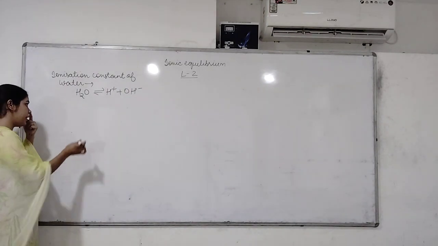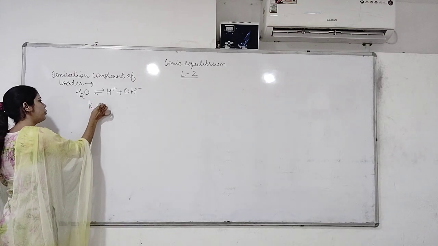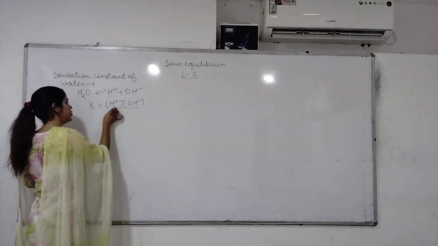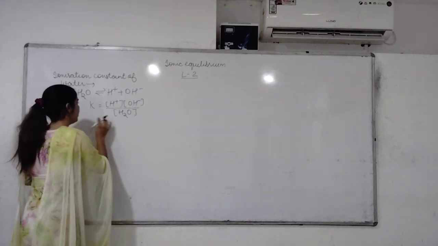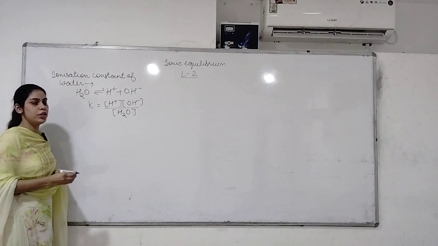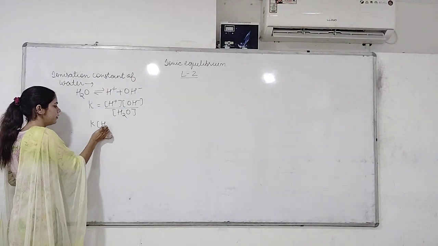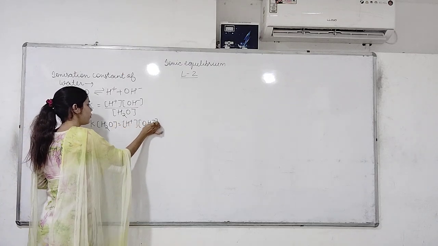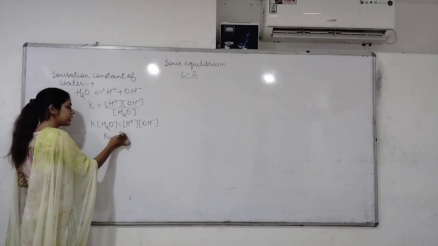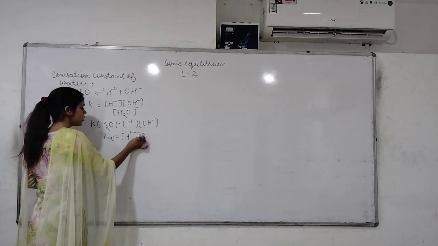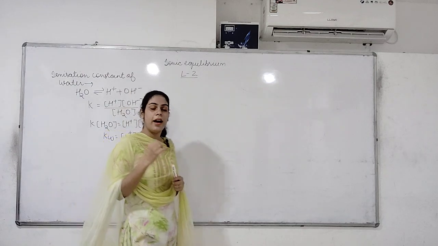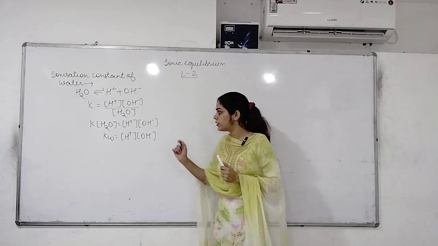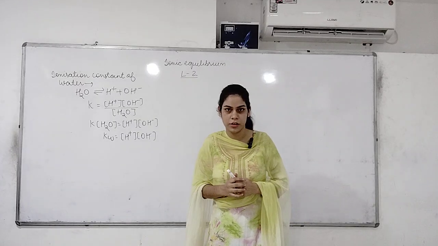If this reaction is in equilibrium, the equilibrium constant can be calculated as concentration of product divided by concentration of reactant. If the equilibrium constant is multiplied by the concentration of water, the term that comes to us is known as the ionization constant for water. K into H2O is known as Kw, the ionization constant of water. Or simply I can say that if the ions present in water are multiplied, the product that comes to us is known as the ionization constant for water.